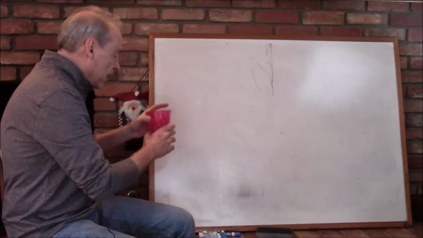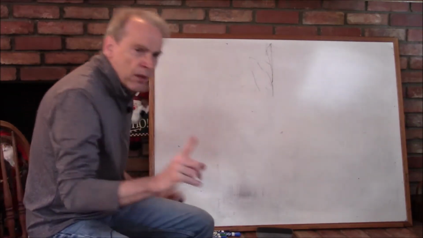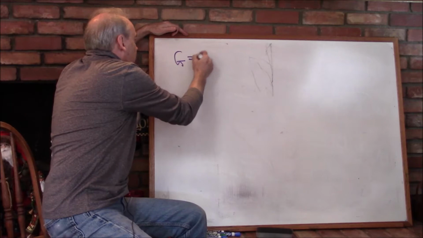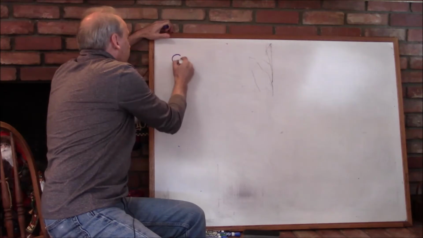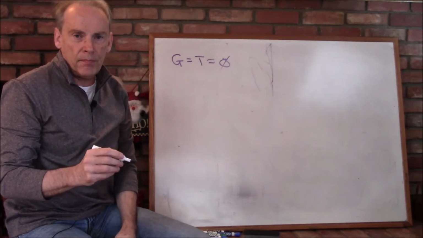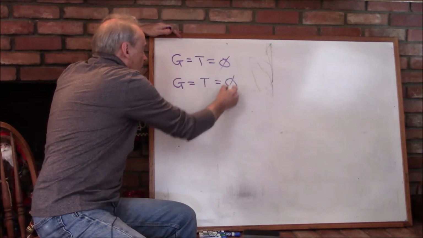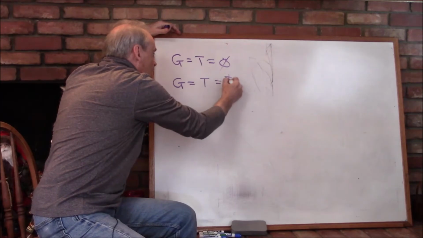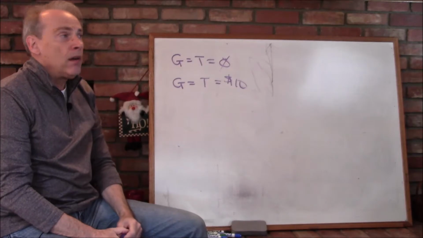So here we go. Here's the story. What if the government were to go from not spending any money at all to taxing and spending $10? What impact would there be on GDP?